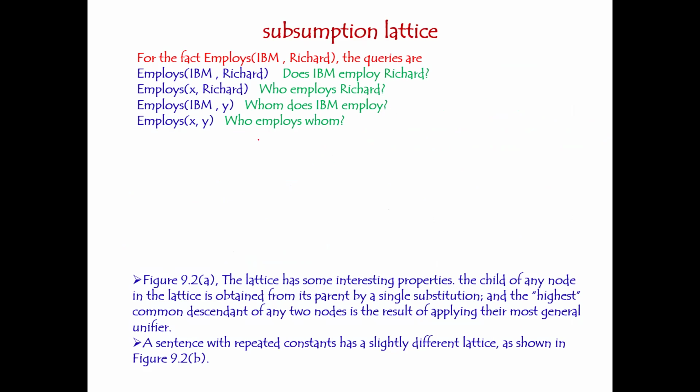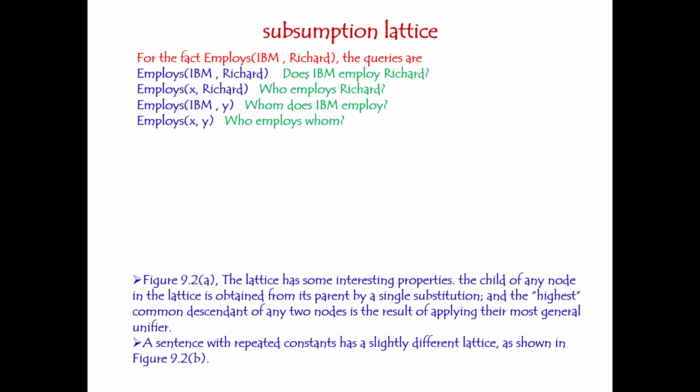For example, if I have one more query like employees IBM comma Richard, from this, what are the different questions that we can frame? Earlier we had a query, and for that, from the knowledge base, we tried to identify what facts are available. Now I am trying to make more questions so that I add more and more statements to the knowledge base, such that it will give me an answer for any type of query related to this. So these are the four queries that we have formed.